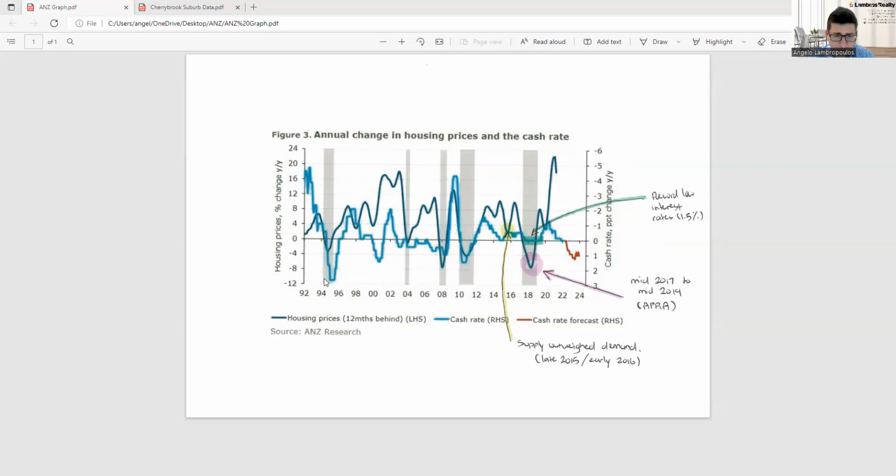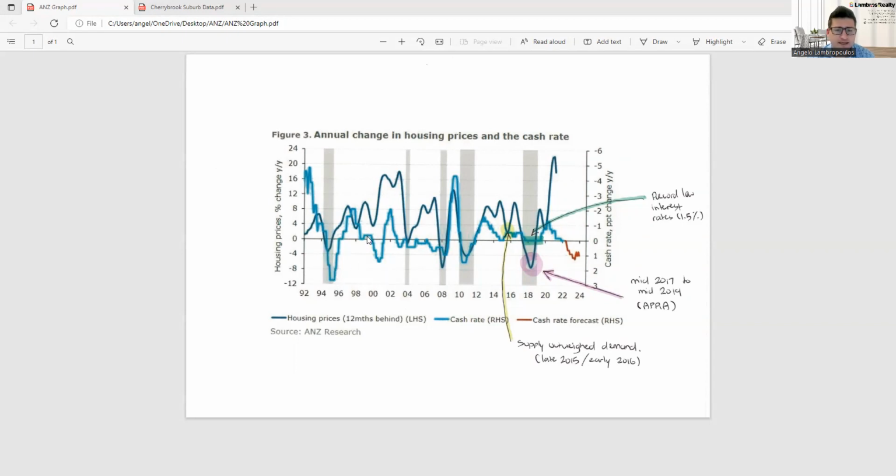Let's have a look at a couple of historical trends, shall we? If we look at the 1994 to 1996 period, just over here, you'll notice there was an extremely high cash rate, so quite high interest rates as a result. And through that period, there was only a 4% decrease recorded in property values. So not bad considering the increase in the interest rates there.